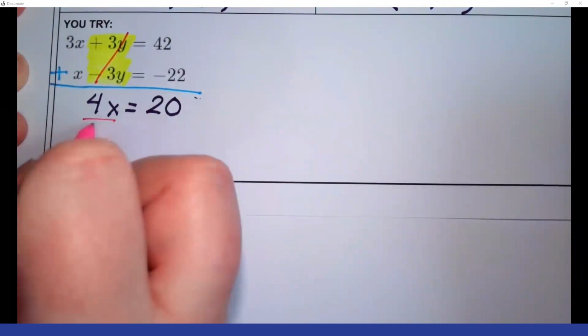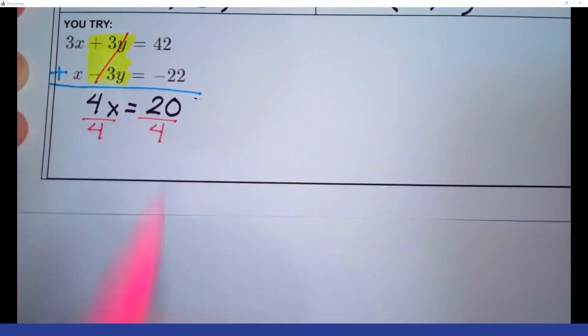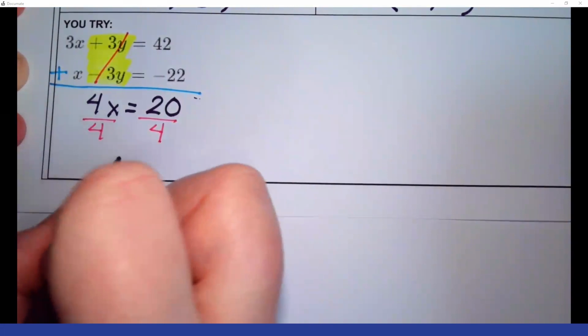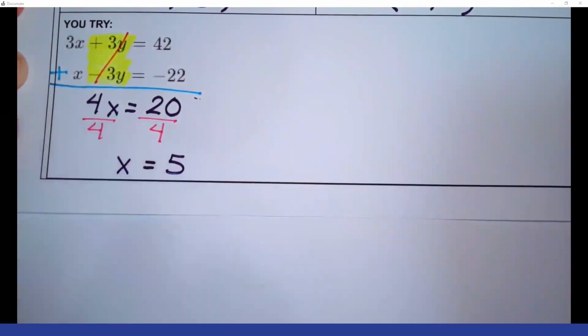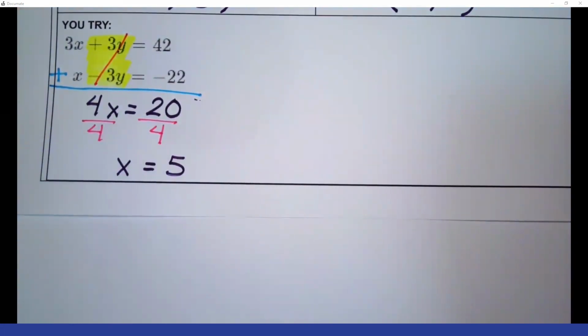And then divide by 4. And you should have gotten x is equal to 5. If you got something different, check my work and see what you might have done.